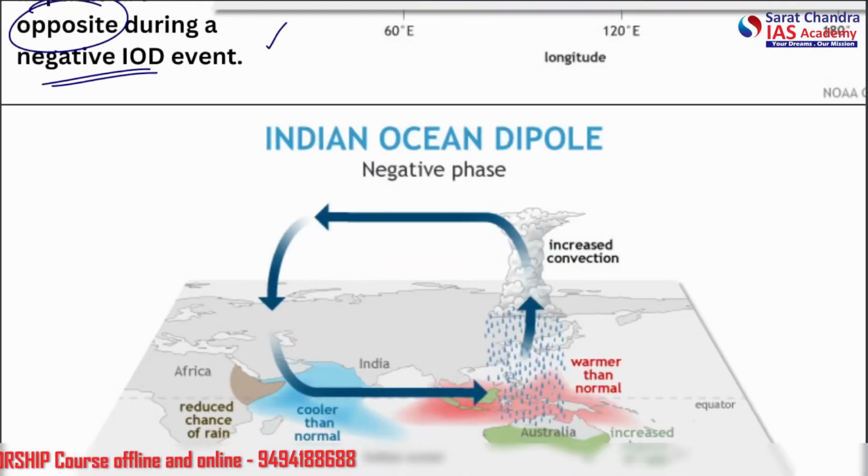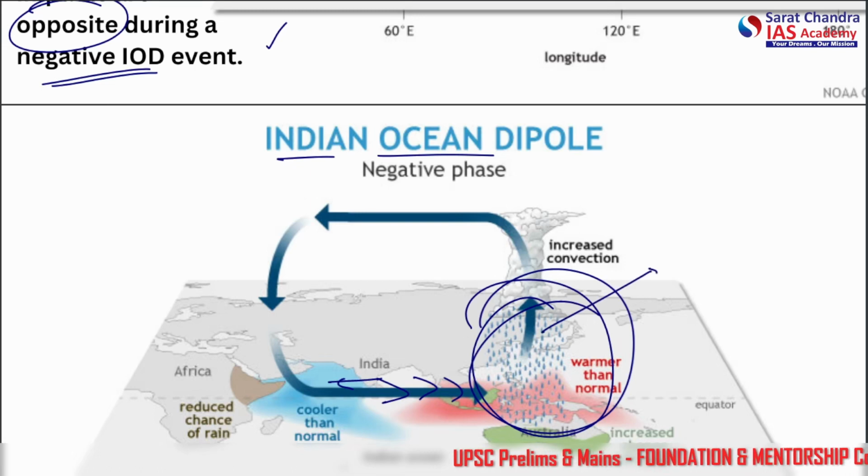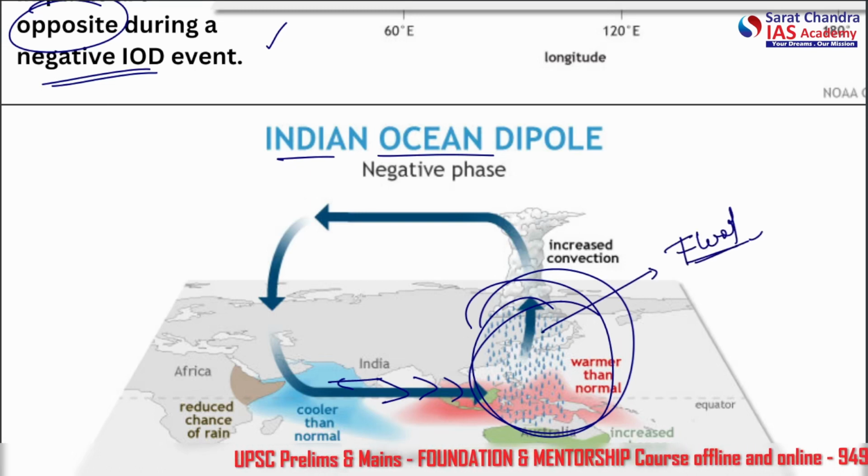So let us see the negative phase of the Indian Ocean dipole. In the negative phase, the rain that is coming from Australia will stay in Australia. It won't come towards the Indian side. So how will that happen? The trade winds will make it flow towards here or stay here only. So it will flood in Australia. How will it flood in Australia?